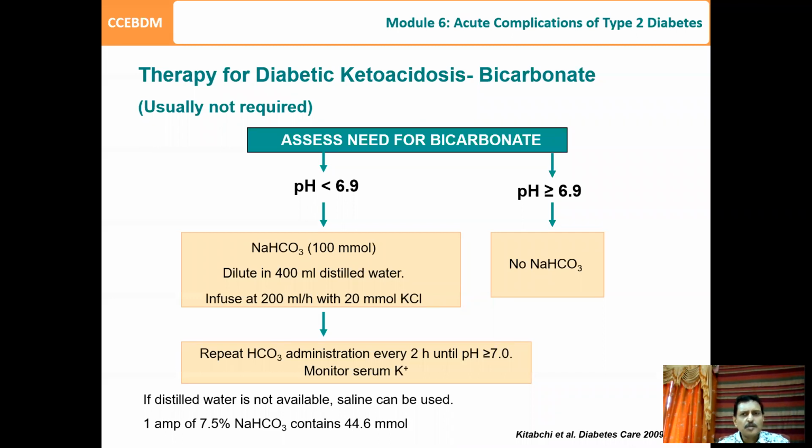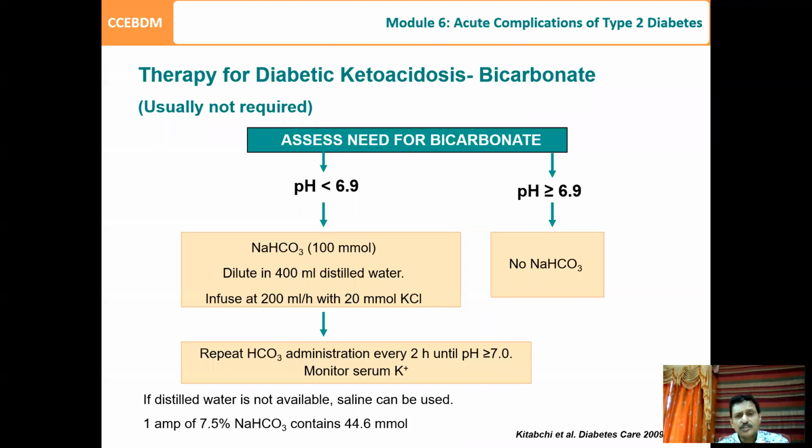Now coming to the bicarbonate therapy. Among the patients suffering from diabetic ketoacidosis, I am very, very reluctant to give bicarbonate therapy. I believe that if you give insulin infusion, it will correct the acidosis. Once the acidosis is corrected, progressively the patient will improve. There is no point in giving bicarbonate therapy.